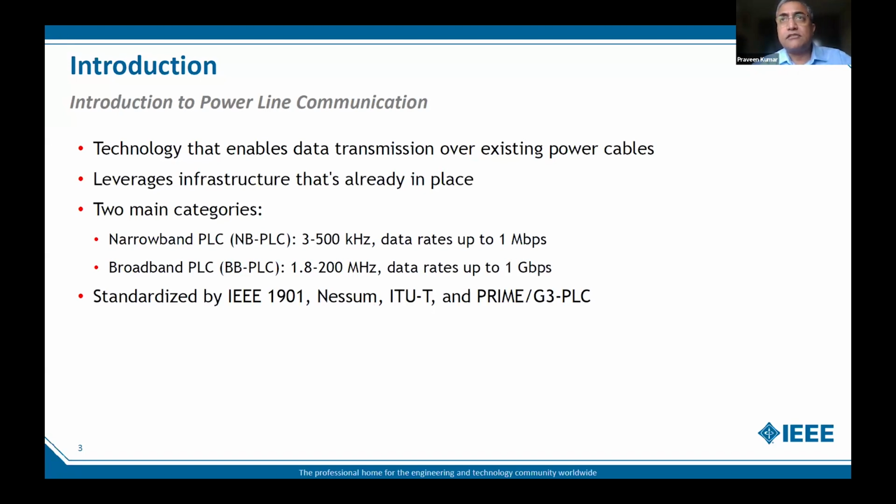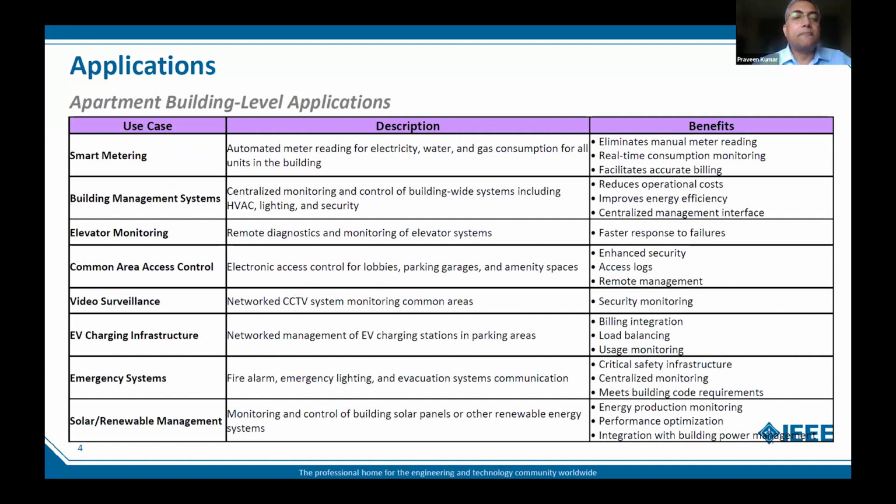As JP showed, there are multiple amendments, 1901 A, B, C. 1901 has two different PHY layers, one FFT based and another wavelet based. Nessum supports the wavelet based one. So we will be discussing that.